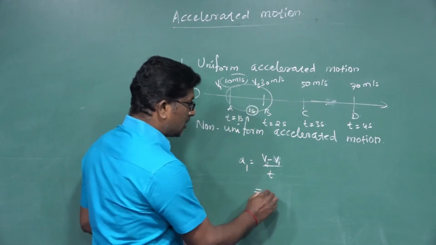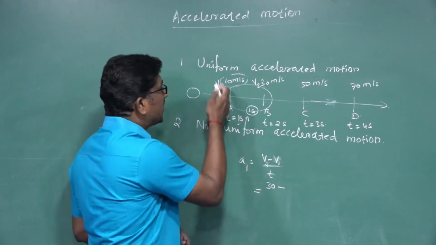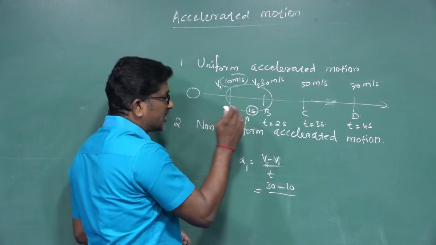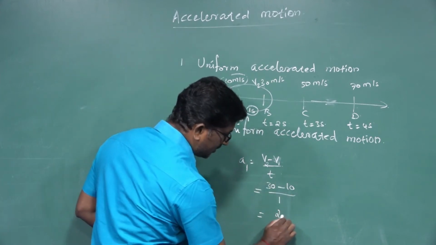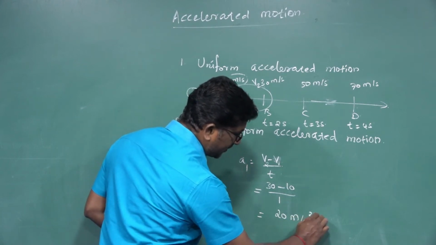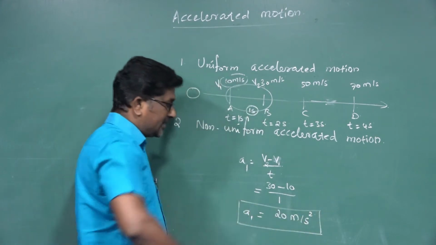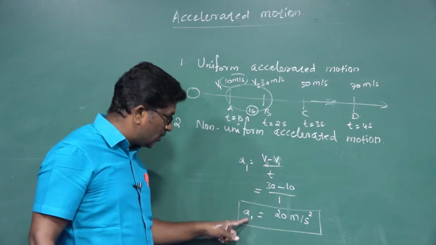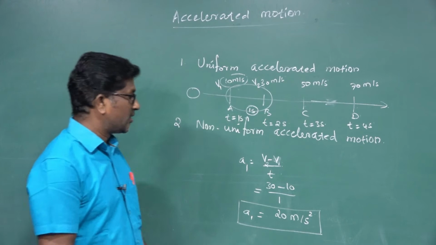Here, what is the V2 value? 30. What is the V1 value? 10. And the time interval is 2 seconds minus 1 second, 1. So 30 minus 10 is 20, and 20 divided by 1 is 20. So 20 meter per second square. The acceleration of the particle during this time interval is A1, which is equal to 20 meter per second square.